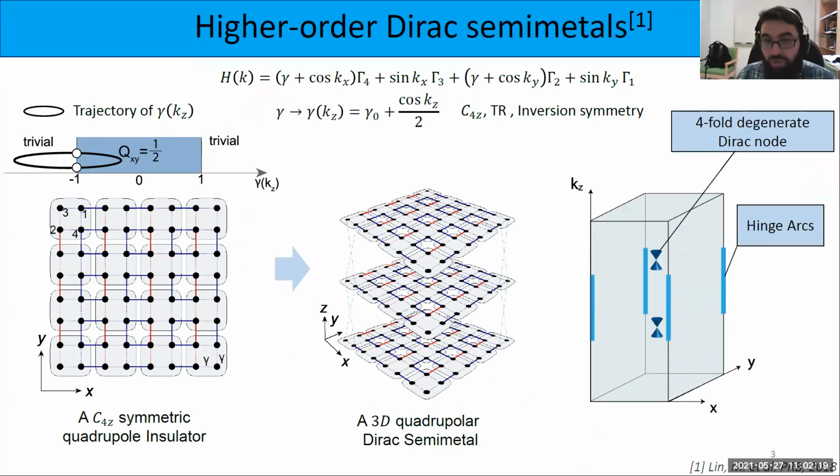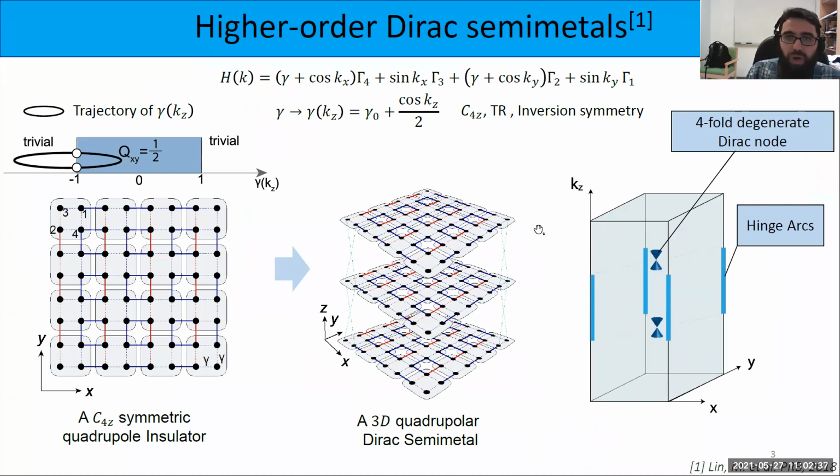There's another branch of the topological phases which is considered a new direction. It's the higher order topological phases. Particularly in this talk, I'm focusing on the higher order Dirac semimetals. Then I will start adding perturbation to produce higher order Weyl semimetals.